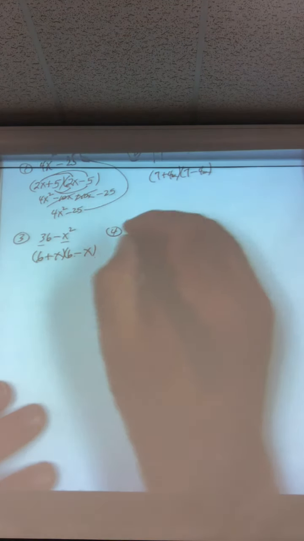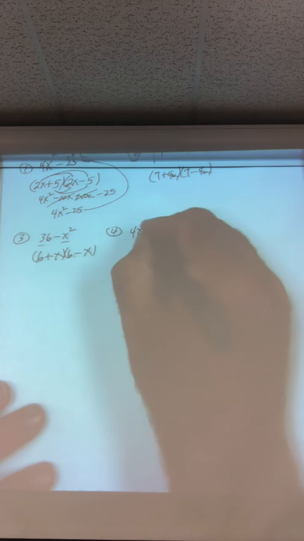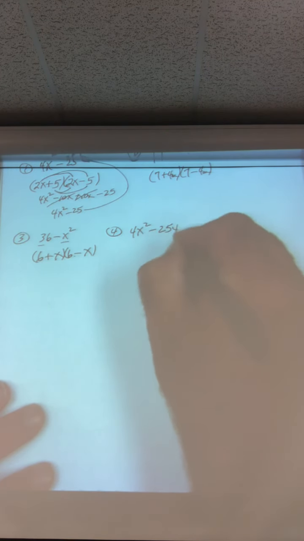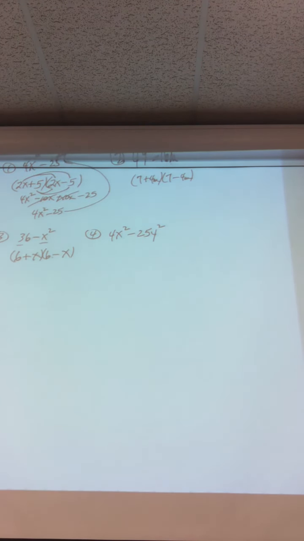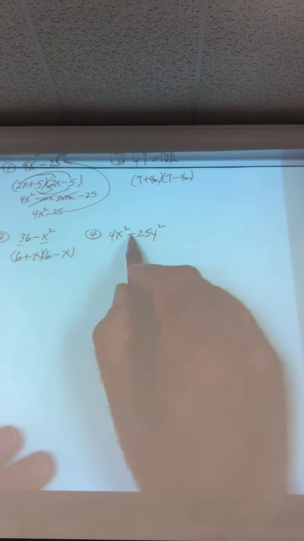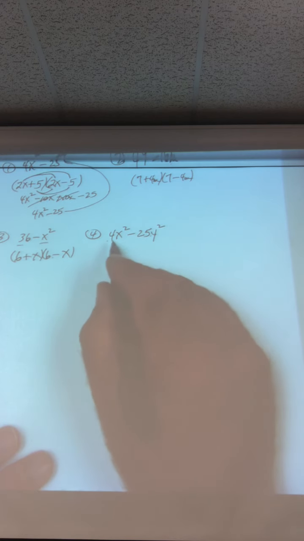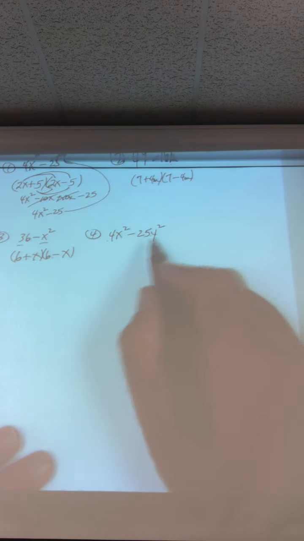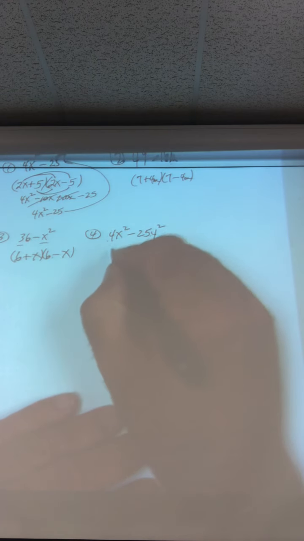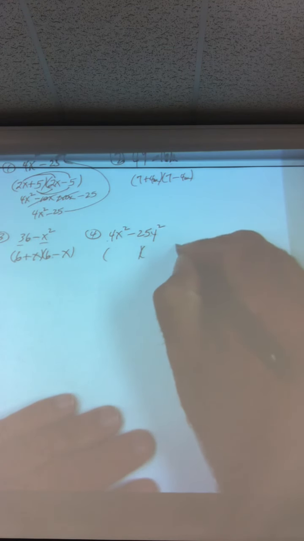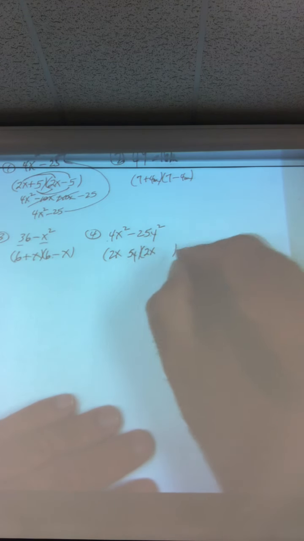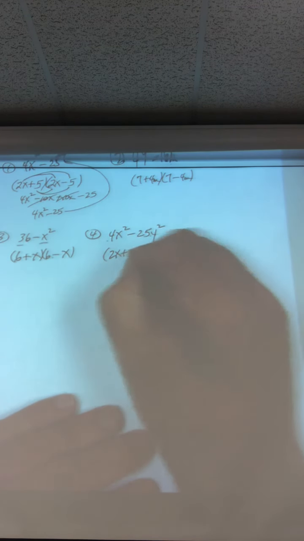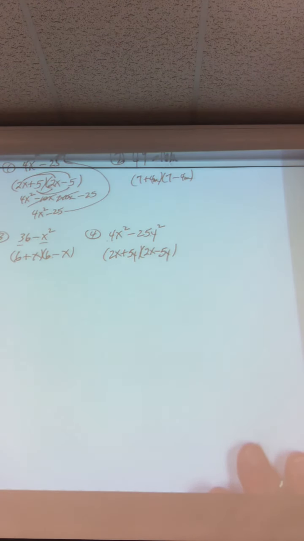Okay? 4x squared minus 25y squared. GCF? No. The difference? Yes. Of 2? Yes. Perfect square? 2x, 2x. Perfect square? 5y, 5y. One's a plus, one's a minus.